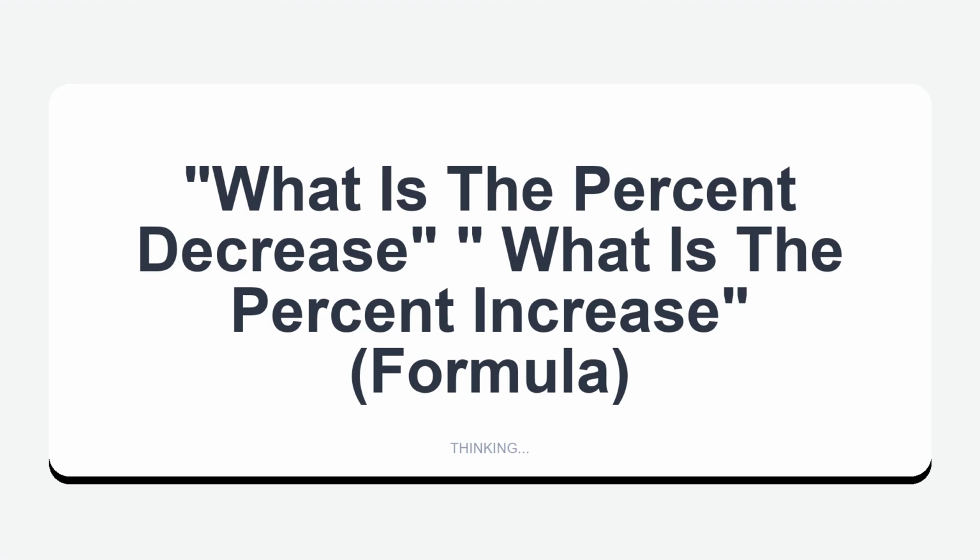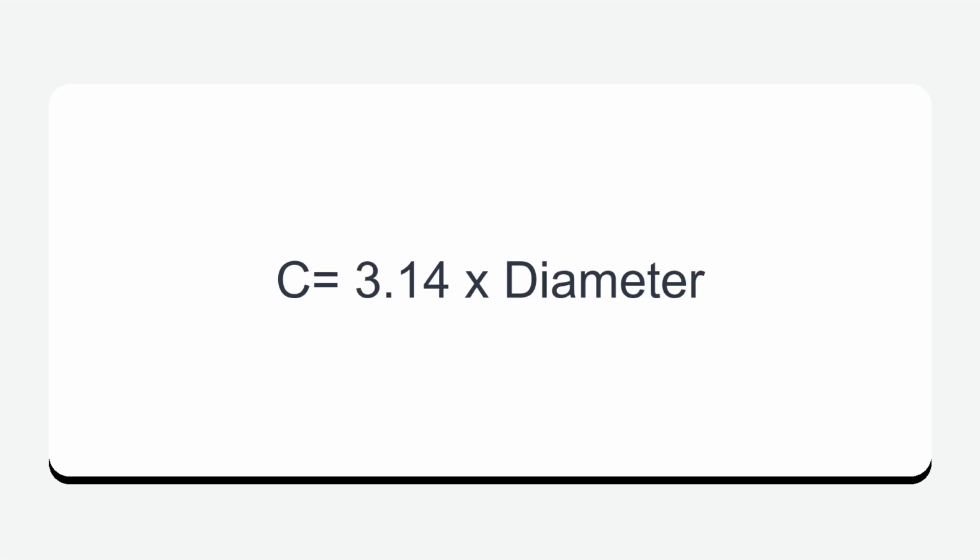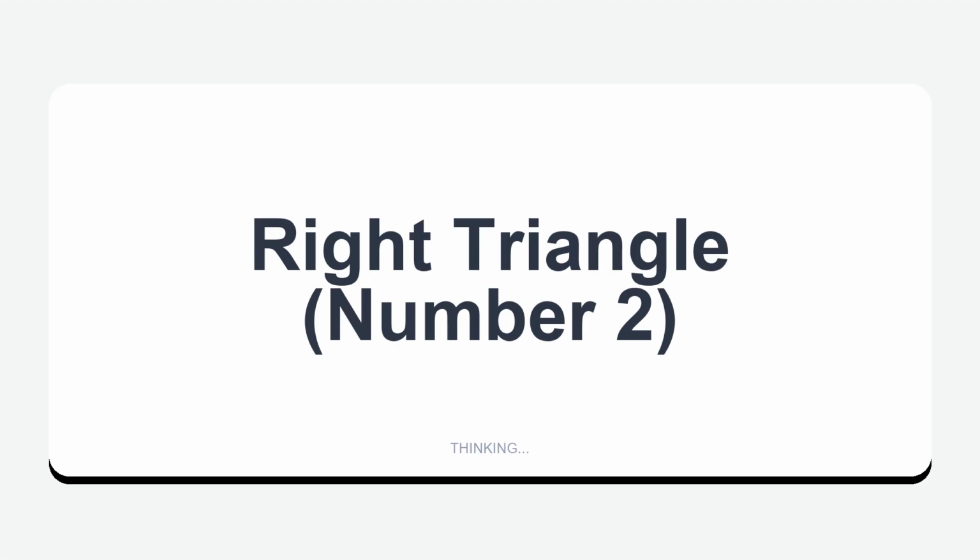What is the percent decrease? What is the percent increase? Formula: difference over original. Circumference of a circle: C equals 3.14 x diameter.